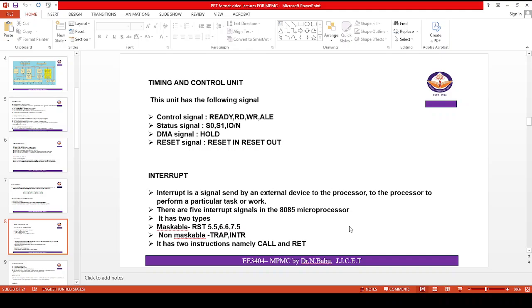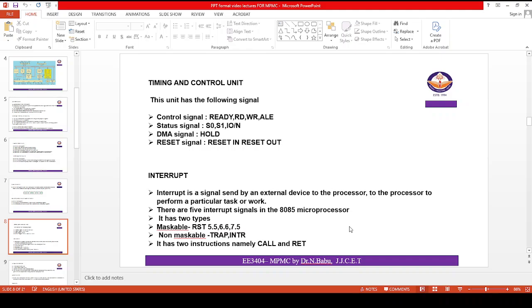Another one, as usual, is the reset in and reset out signal. Then one more block is the interrupt block. I already told you the microprocessor accesses IO devices or external devices. How do they communicate? It will generate the interrupt signal.